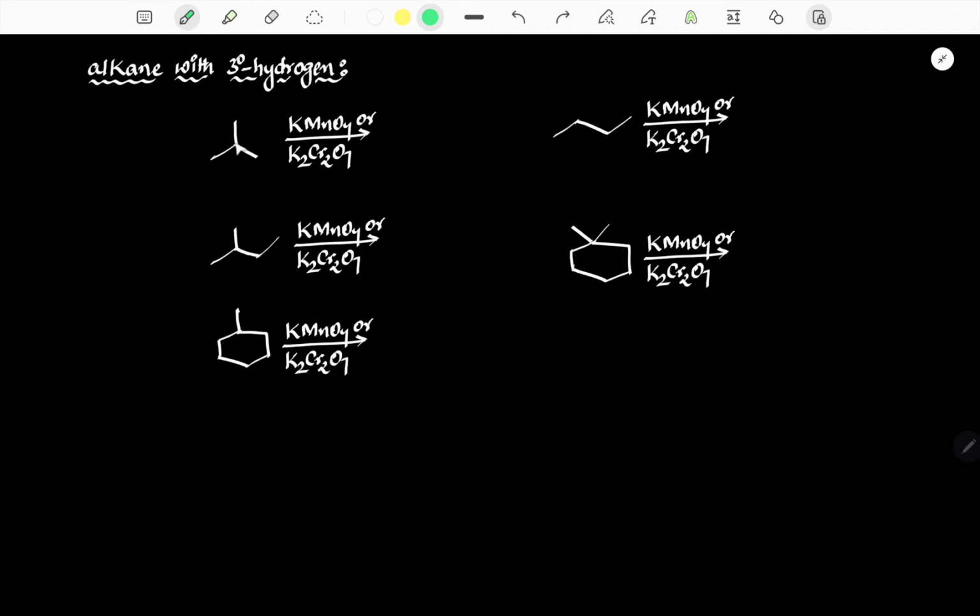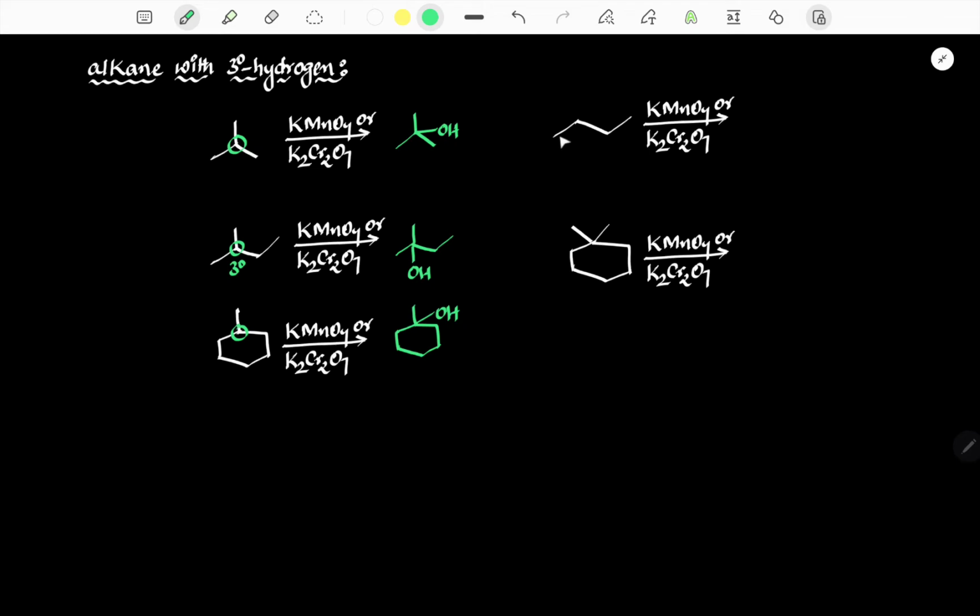Alkane with tertiary hydrogen. If the molecule has a tertiary carbon which is having tertiary hydrogen, if it is treated with KMnO4 or K2Cr2O7, at this tertiary carbon we get a tertiary alcohol group. Second example, it is a tertiary carbon. So simply we write the answer at the tertiary carbon. Simply we write the OH group. Next example, this is a tertiary carbon and simply we connect the OH group.